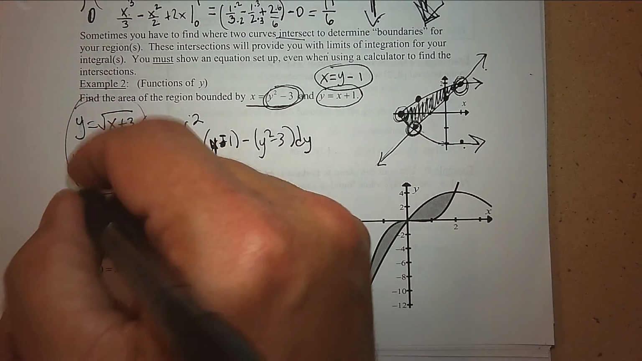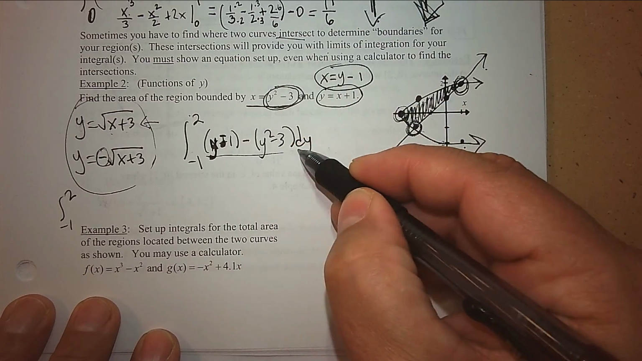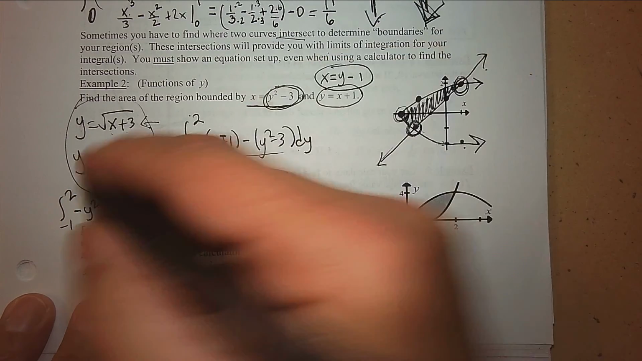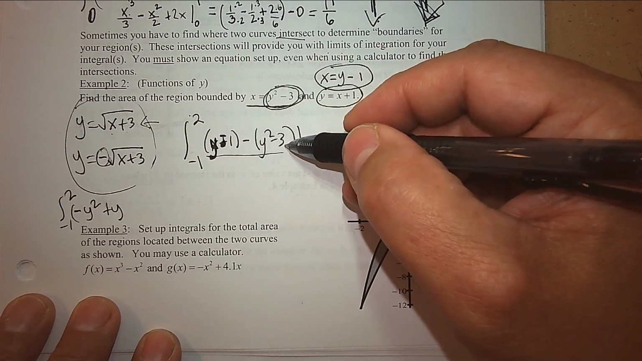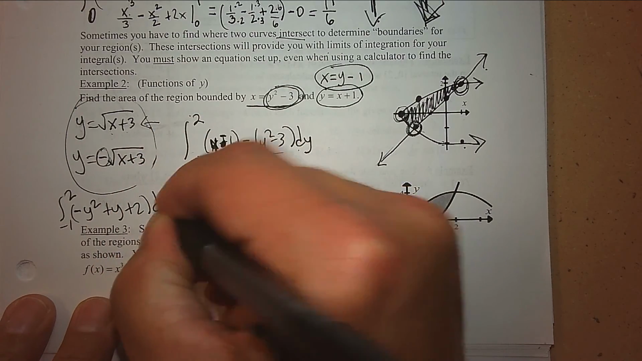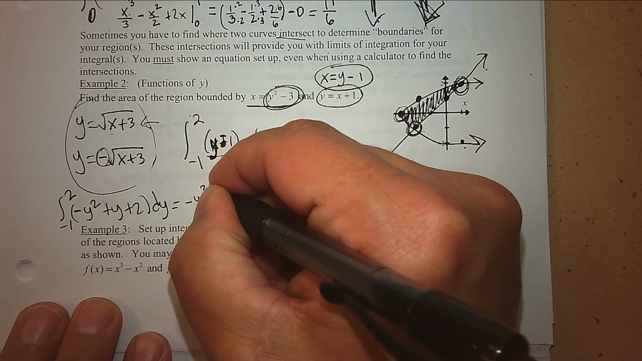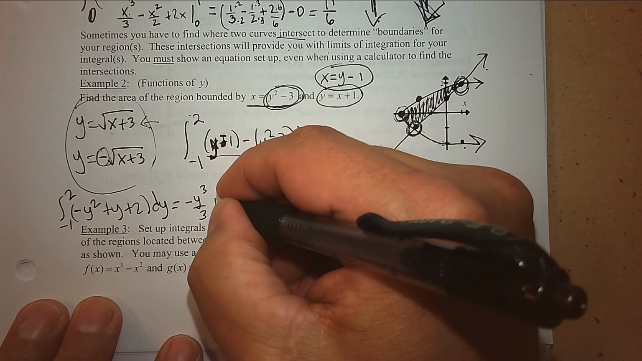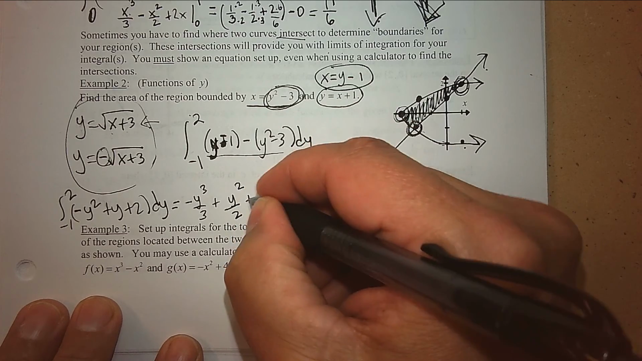All right, can we do some basic algebra first, and then integrate? So what would this look like if you simplified it? I'm going to go negative y squared, plus y, and then negative 1 subtract negative 3, plus 2. And again, it's not dx, but dy. All right, integrate that. That would be negative y cubed divided by 3. That would be y squared divided by 2. And that would be 2y.